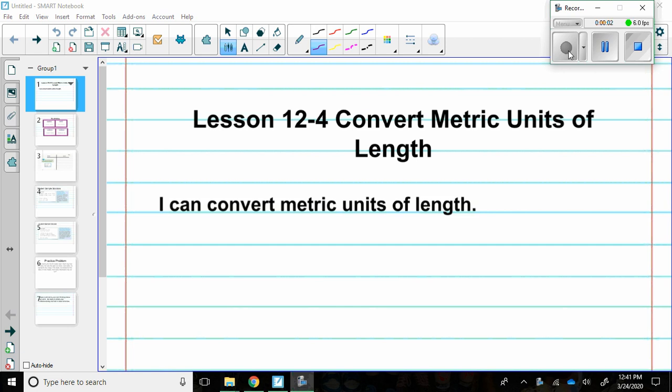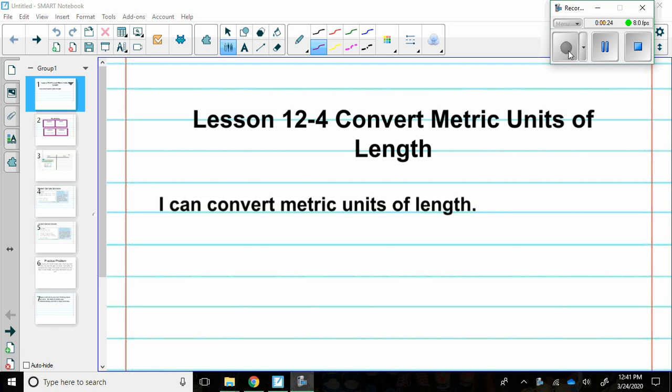Hi, fifth graders. Today's lesson is lesson 12-4, convert metric units of length. We use metric units of length because that is what's most commonly used worldwide when measuring length. For example, if you go to Canada, you'll see that distance is measured in kilometers and not miles. That is why we learn this.